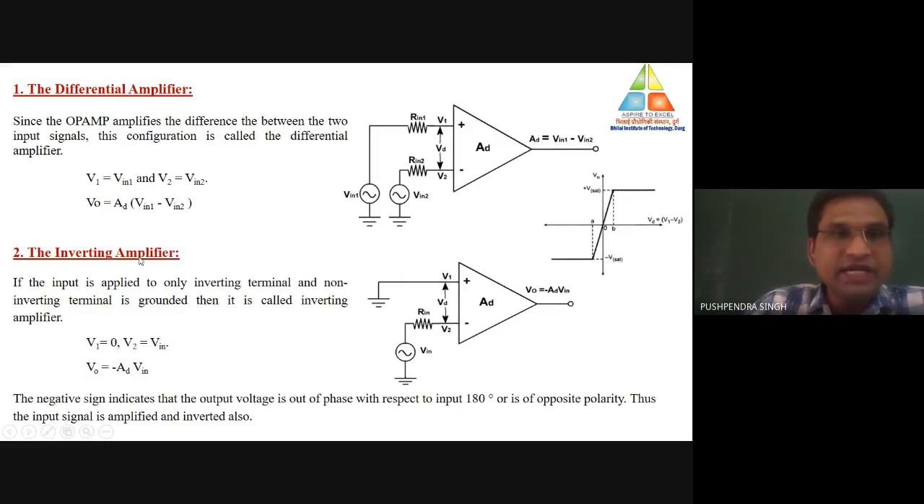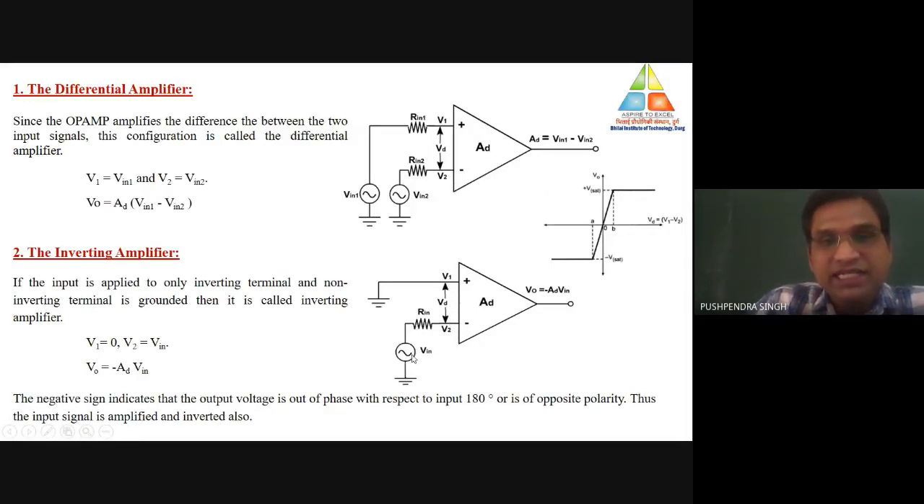In the case of the inverting amplifier, the second type of open loop configuration of the op-amp, only one terminal is active. And which terminal will be active? The inverting terminal. If I go through this expression, which terminal is connected to the negative sign? Vin2 is connected to negative. That means only the Vin2 terminal will be active, that is, the inverting terminal is active.